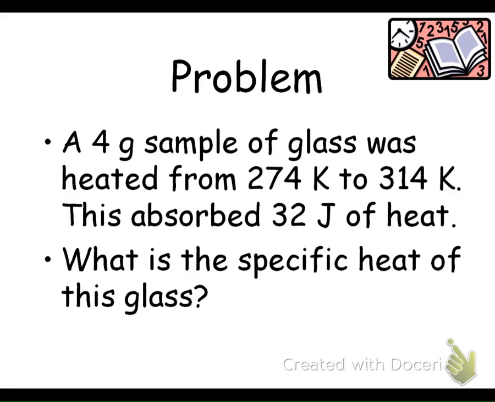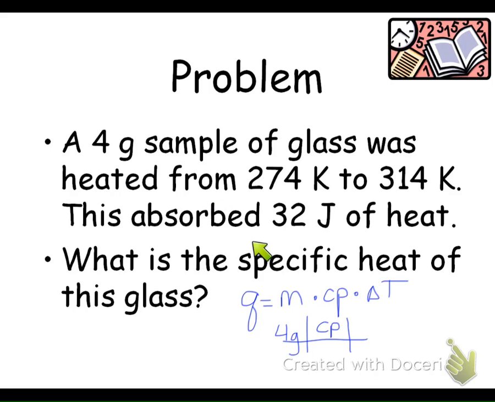So if we have a sample problem here, a 4-gram sample of glass was heated from 274 Kelvin to 314 Kelvin, and this absorbed 32 joules of heat. What's the specific heat of the glass? So I'm going to first start with writing my algebraic equation down, so Q equals mass times Cp times change in temperature. And then I'm going to write in the values that I know.